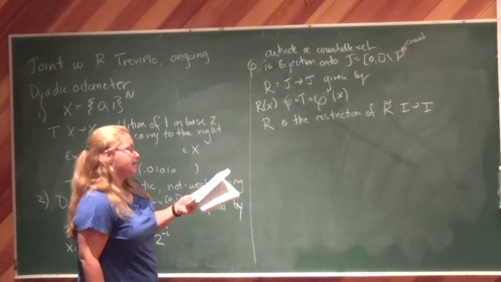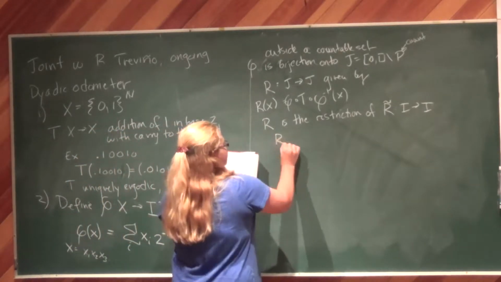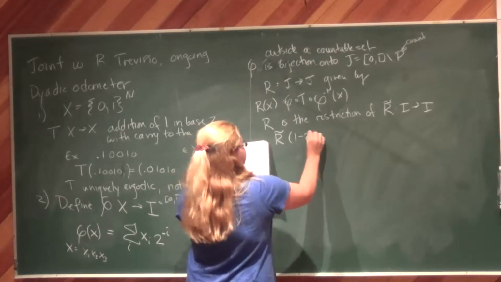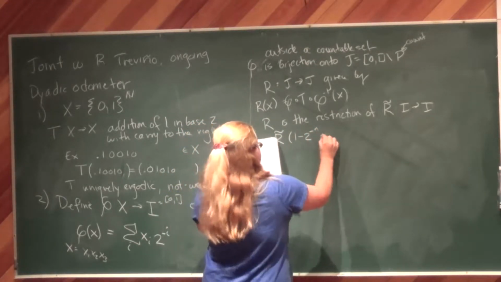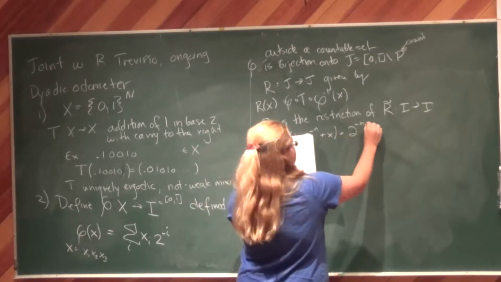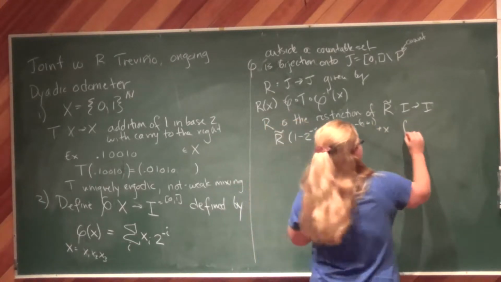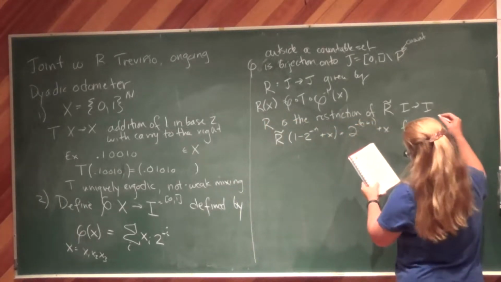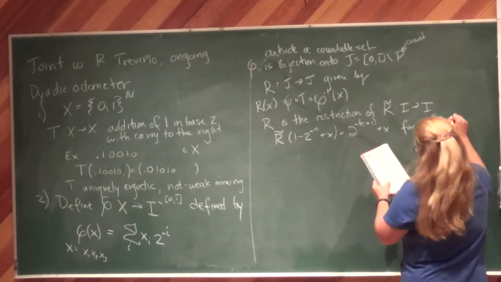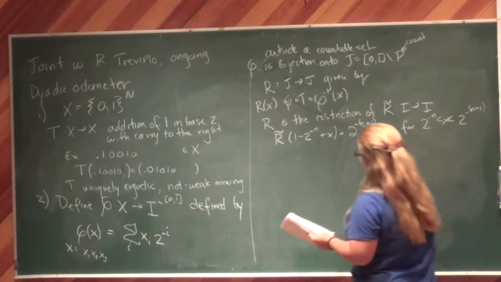And R tilde has a very nice description. R tilde of 1 minus 2 to the minus n plus x equals 2 to the minus (n plus 1) plus x, for 2 to the minus n less than x less than 2 to the minus (n plus 1).